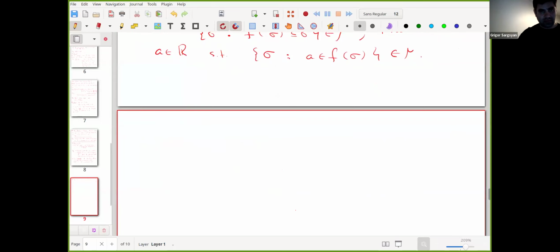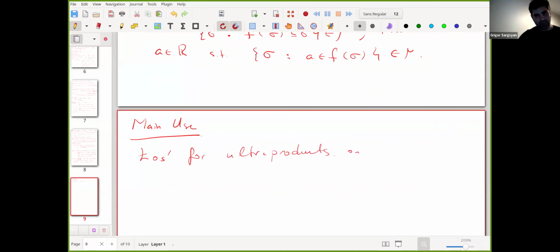One of the main uses, for example, is Vaught's theorem for larger products.